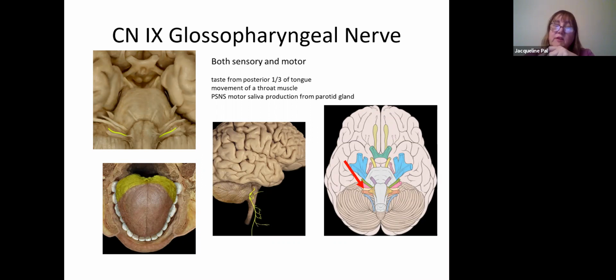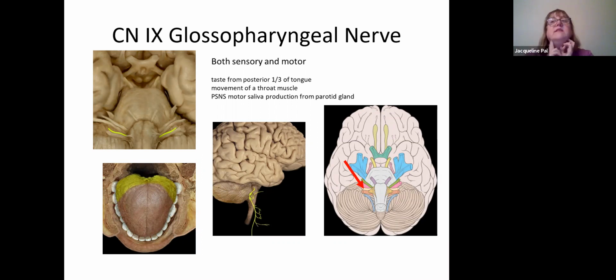And then the glossopharyngeal is the 3rd of 4 nerves that has a parasympathetic function. And its function is that it gives saliva, but it gives saliva from the biggest salivary gland, which sits just superficial to your masseter muscle right here in front of your ear. So glossopharyngeal nerve is here for innervating the salivary gland.